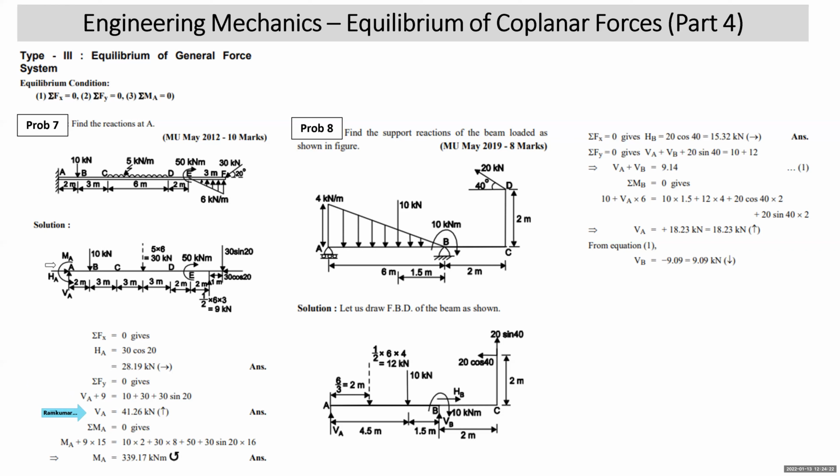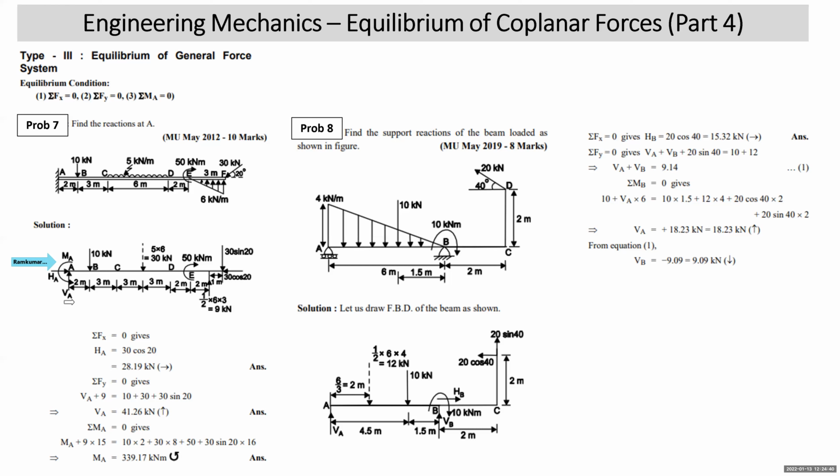Then we take sigma MA. Sigma MA means the algebraic sum of the moments of all forces about A is 0. When you take moment about A, HA and VA will go off, but mind it, this MA will not go off. MA is the moment reaction at A.